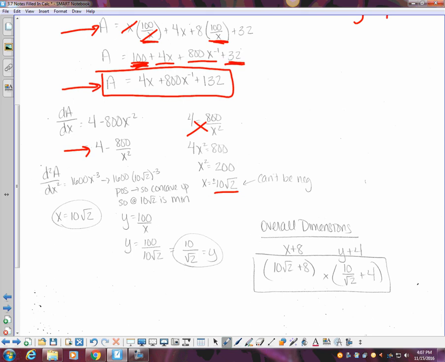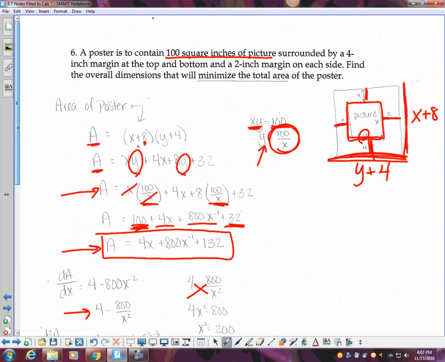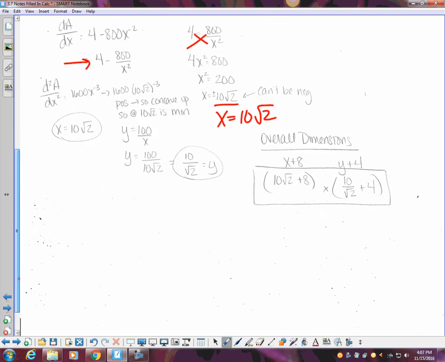It can't be negative because we're talking about the length of something or the width. It's a measurement, so it can't be negative. So I know that I'm looking at 10 root 2. Now I need to prove that this is a, what are we trying to do, max? No, we're trying to minimize the area. So I need to prove that this is a min.